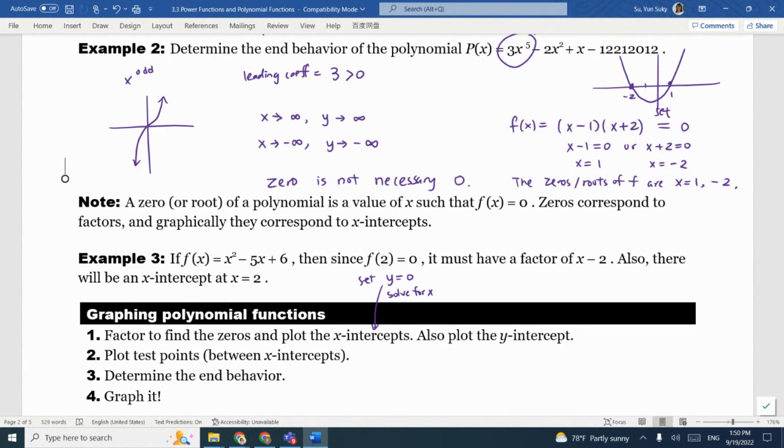Do you agree, everybody? How about the y-intercept? We set x equal to 0, right? So that means you plug x equals 0 into our function. So you find f of 0, then you get the y-intercept. So far, so good. Then plot the test points between the x-intercepts and determine the end behavior in the graph. These are the steps.